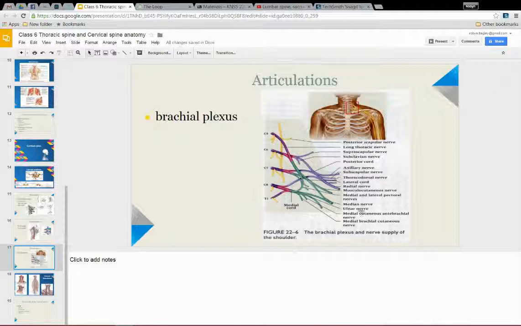So there's a list here of each one. I'm not going to test you on that. It's more that you know this area is going to serve the brachial plexus. And the brachial plexus is going to come out the side of the neck, under the clavicle, and then down the medial anterior arm.